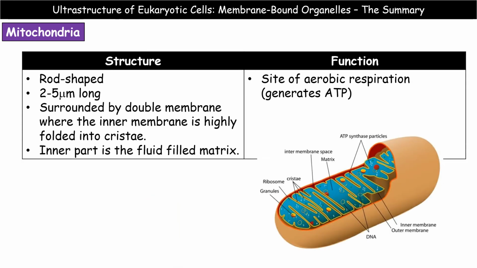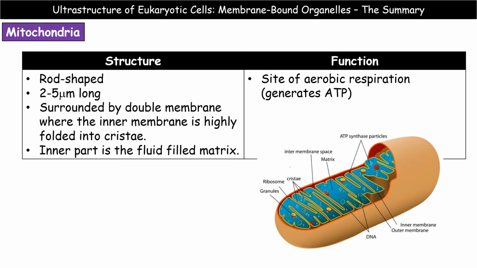The next membrane-bound organelle is the mitochondria. Now, mitochondria have a very distinctive rod shape, as we can see from the diagram, and they're about 2 to 5 micrometers long. They do have a double membrane that surrounds them, and the inner membrane there, if you look at the diagram, is very folded. Now, these folds of the inner membrane are what we refer to as cristae.